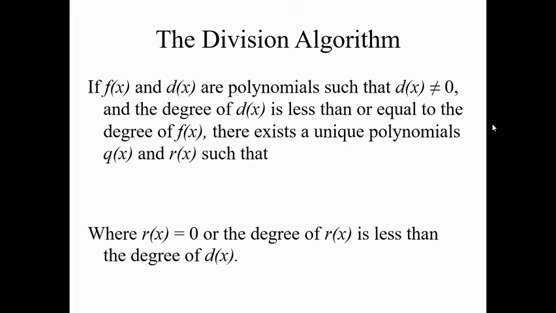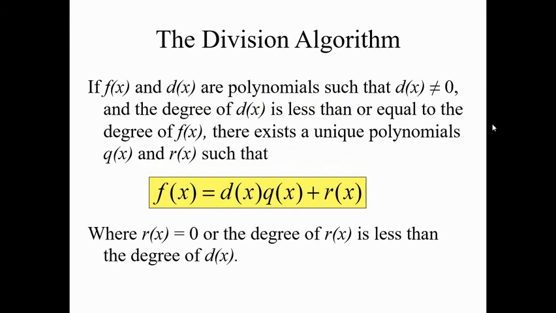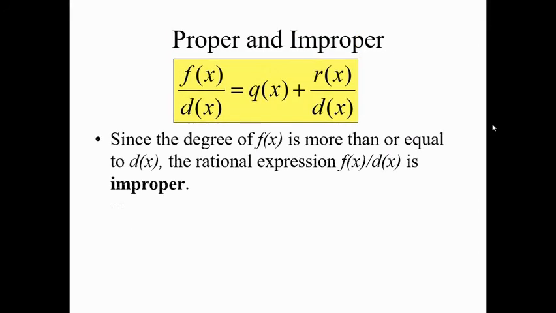So if f of x and d of x are polynomials such that d of x does not equal 0, and the degree of d of x is less than or equal to the degree of f of x, there exist unique polynomials q, the quotient, and r, the remainder, such that we can multiply the divisor by the quotient, add the remainder, and you will find your function again, where r equals 0, or the degree of r is less than the degree of d of x. Okay.